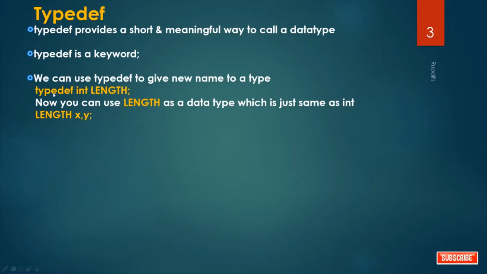Here, typedef int length means the new name of the integer data type is length. Now you can use length as a data type. Normally we write int x, y, but when I write typedef int length, then the new name of int is length, so we can write length x, y.